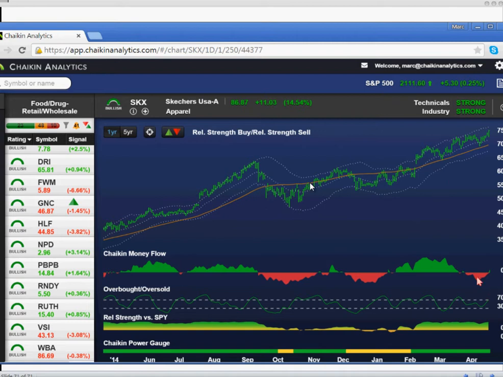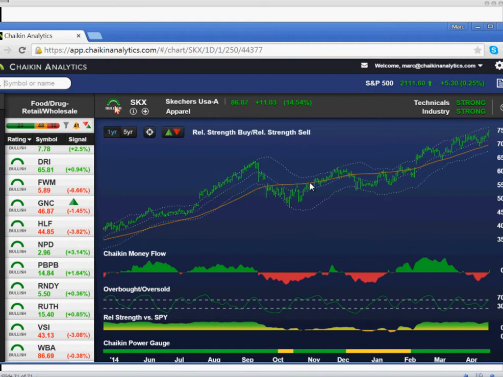I'm not going to get out of a stock just because money flow is negative as long as the power gauge is still bullish and the stock's outperforming the market. I may take some profits at the upper volatility band, but I'm not going to get out of the stock. Earnings, a lot of institutions will sell ahead of earnings. A lot of investors and traders who are individuals will do the same thing. They're nervous about volatility ahead of earnings reports. That's why you need a GPS like the Chaikin power gauge rating to point you in the right direction.